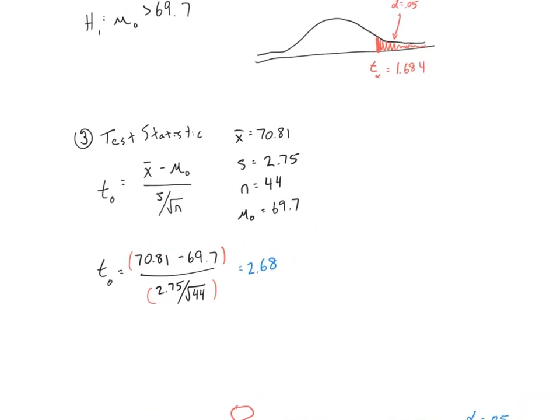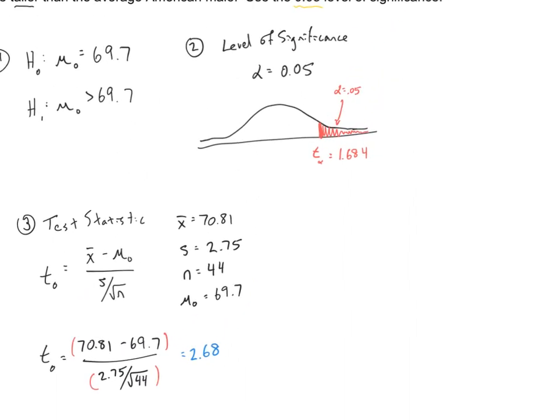But the purpose is to come up here to our distribution and see where that 2.68 falls. And it falls somewhere to the right of 1.684. And so what does that mean? It means that we reject the, oops, I forgot a C there. Reject the null hypothesis. It has been rejected.